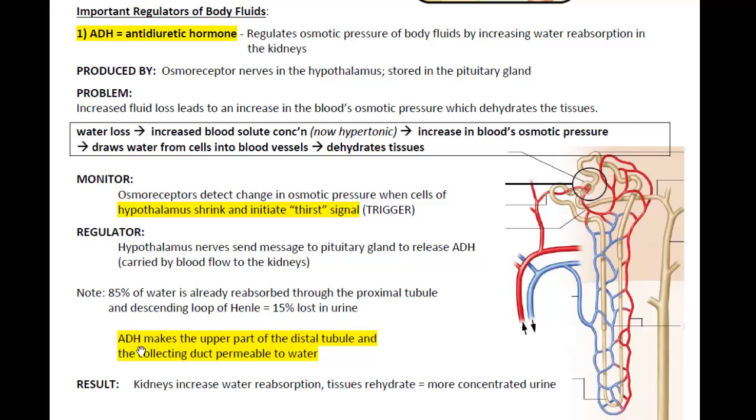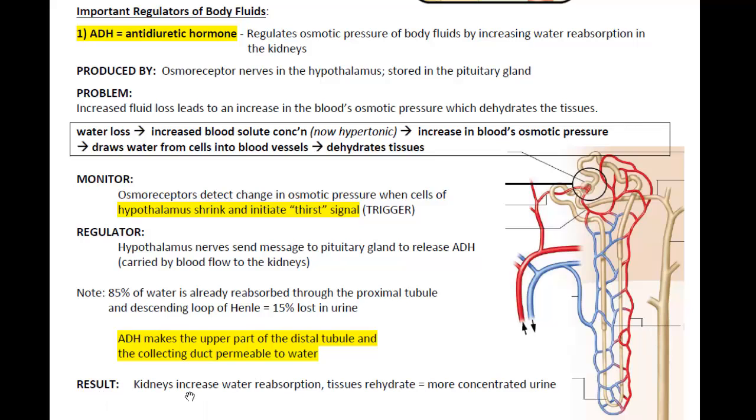So the ADH then is going to make the upper part of the distal tubule and the collecting duct. So these are my last two chances to save water. So this part here, the distal tubule going across the top here, and the collecting duct become more permeable to water. That means I can take the water that is in it, the filtrate, on its way to the bladder, and rescue it and put it back into the blood.